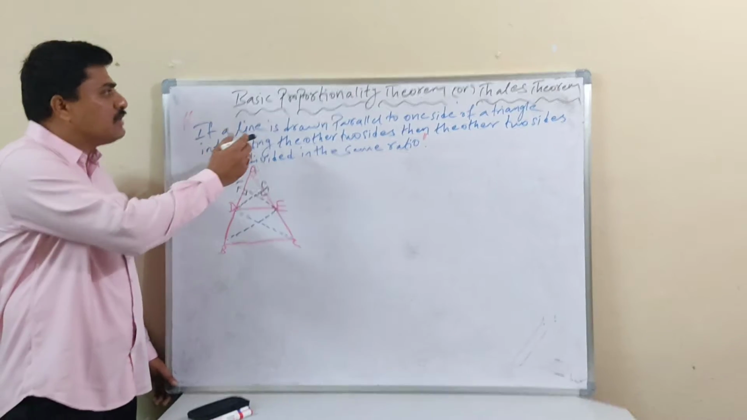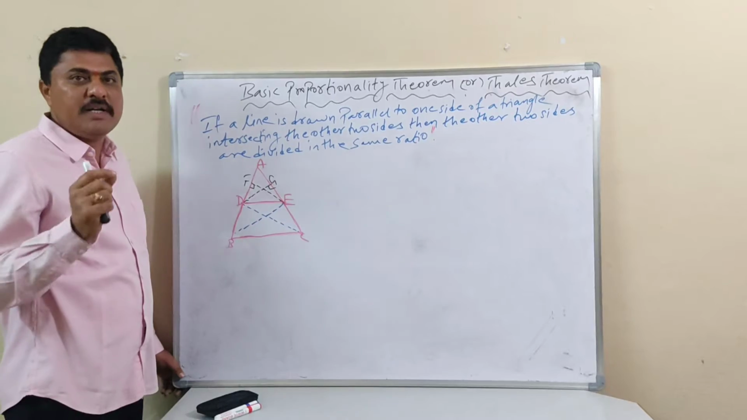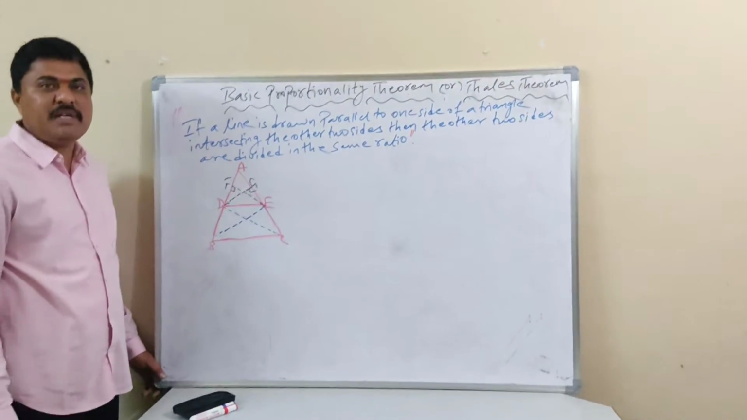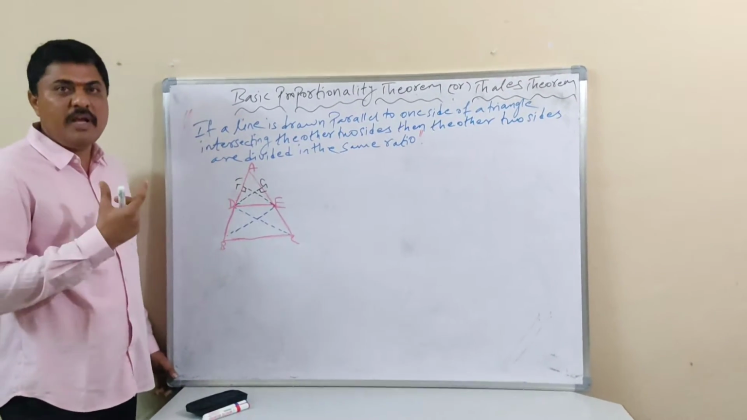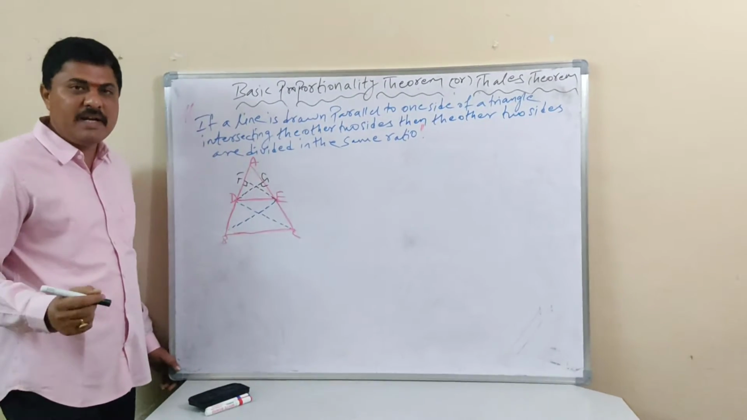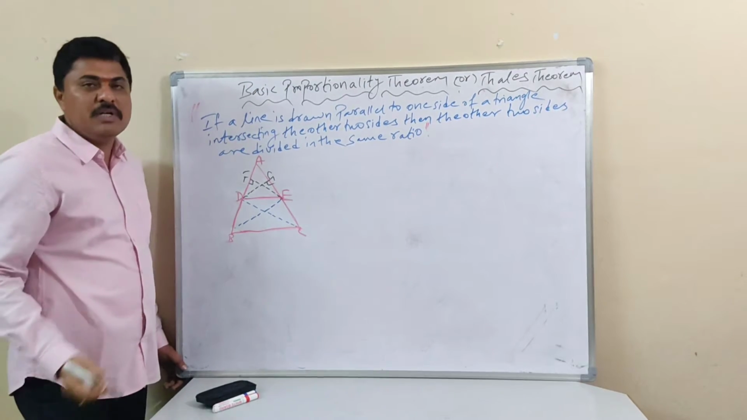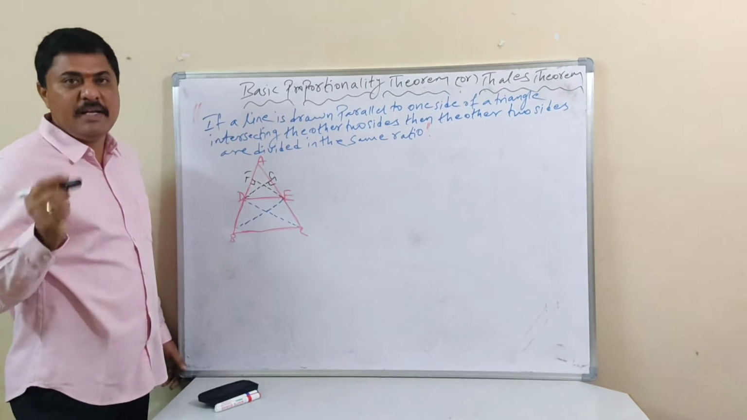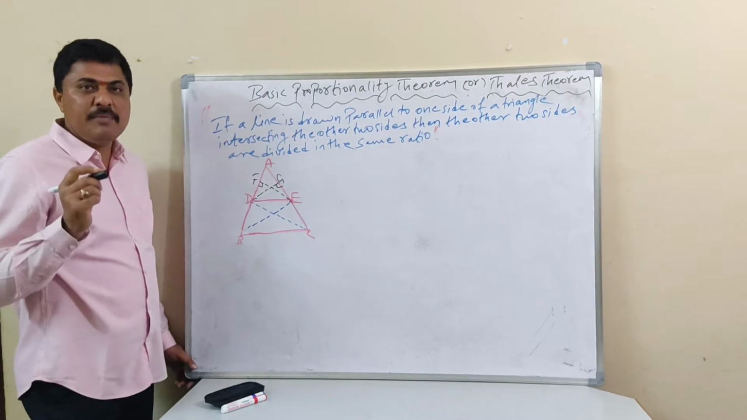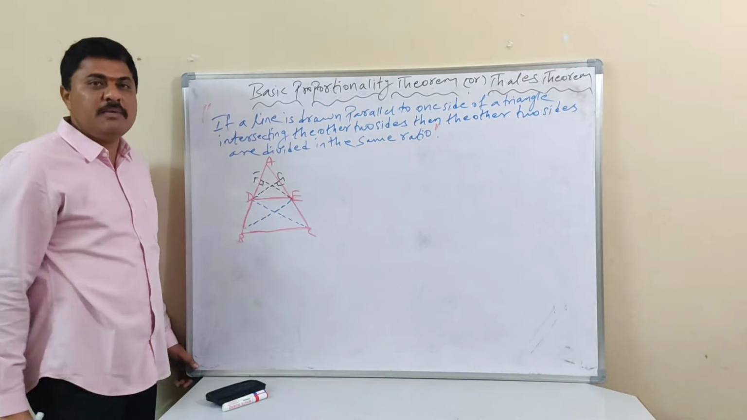It is also known as Thales theorem. The concept was given by the mathematician Thales, so this theorem is framed by his name. My dear students, we use a short form for this basic proportionality theorem. It is famous as BPT, which we read as BPT theorem, which is nothing but the basic proportionality theorem, which is most important in our similar triangles.